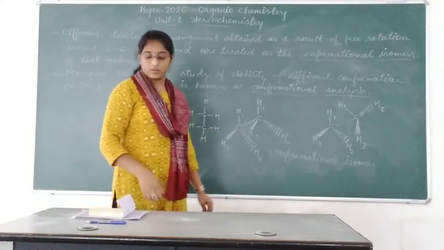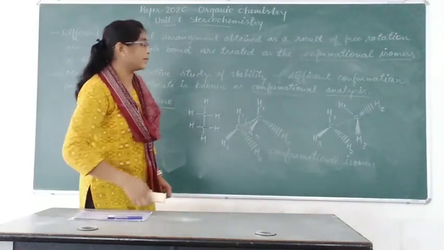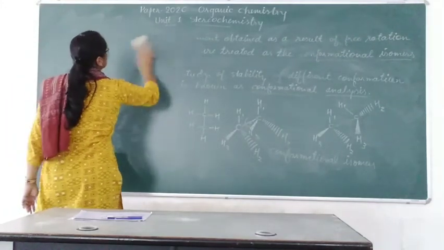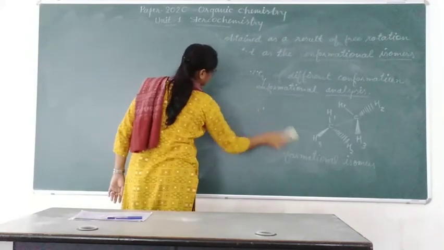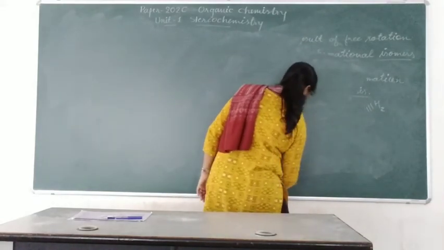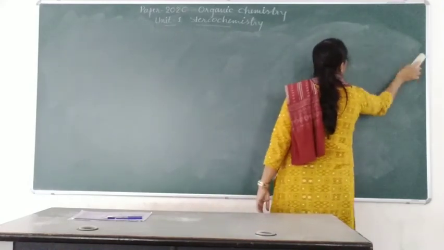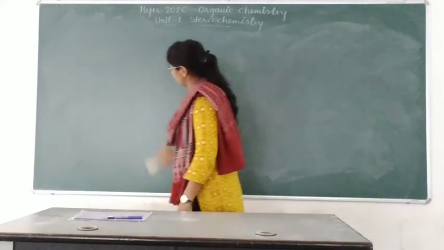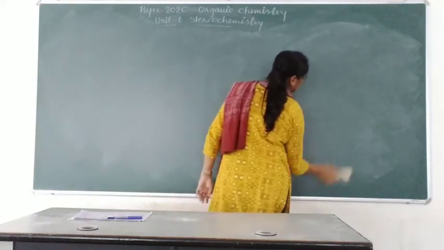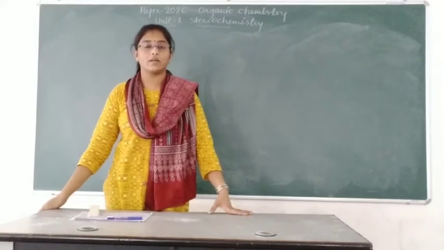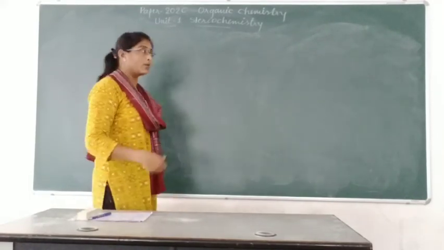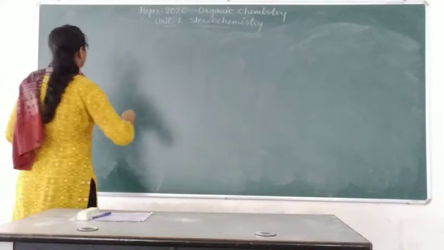So this is very simple, students, and now we will draw here a different structure for this ethane molecule. Different conformational isomers. Before drawing all conformational isomers of ethane, first of all we will have some idea about three-dimensional structure drawing methods. Sawhorse method.